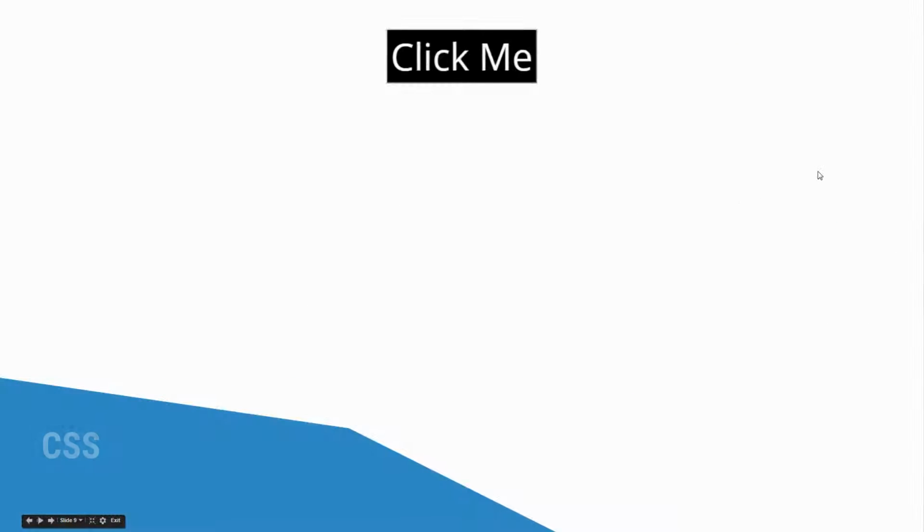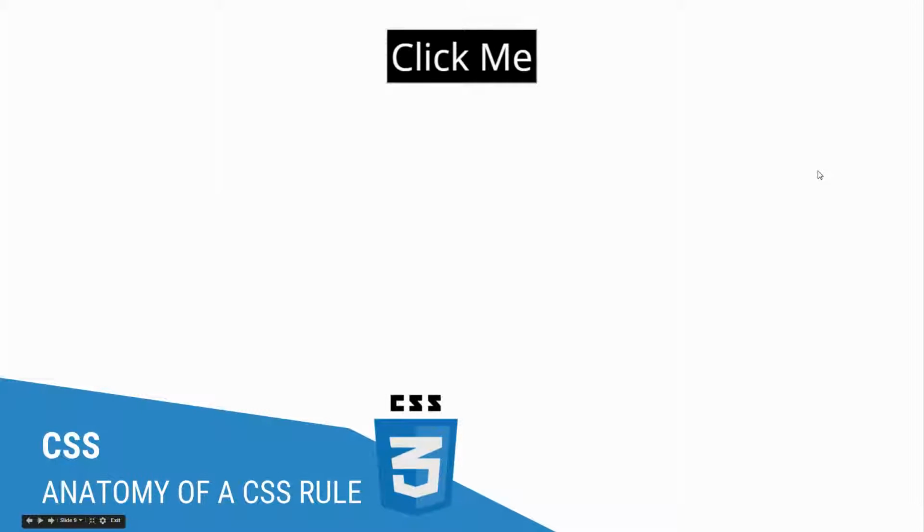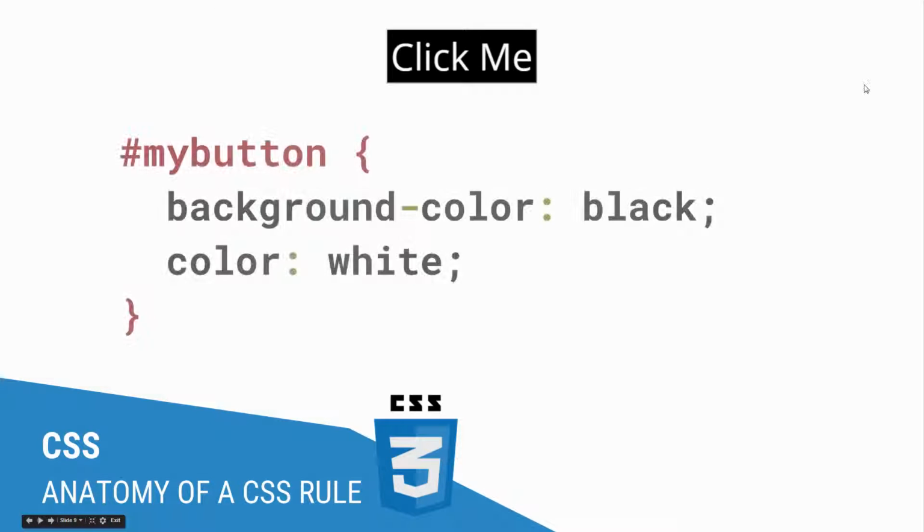So let's go back. Earlier, we created an HTML button. It was gray and it said, "Click me." Now I've changed it a little bit. Now it has some style. Its background color is black and the text color has been changed to white. How would I do this using CSS?